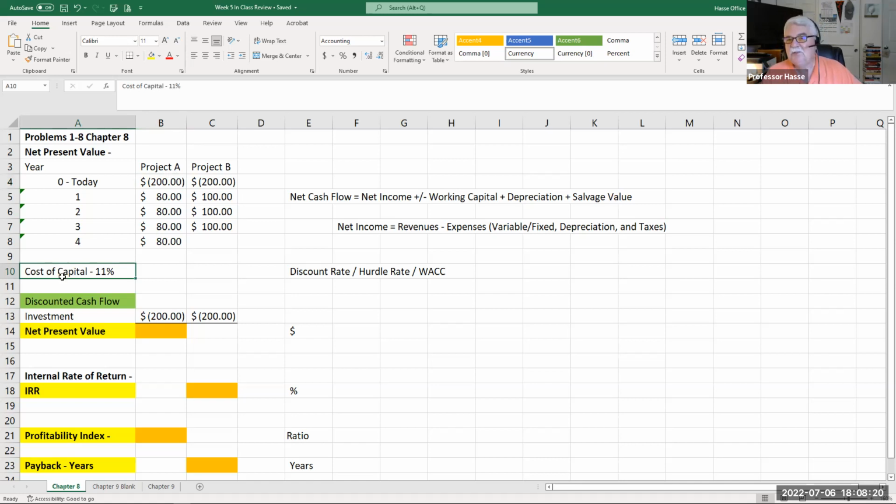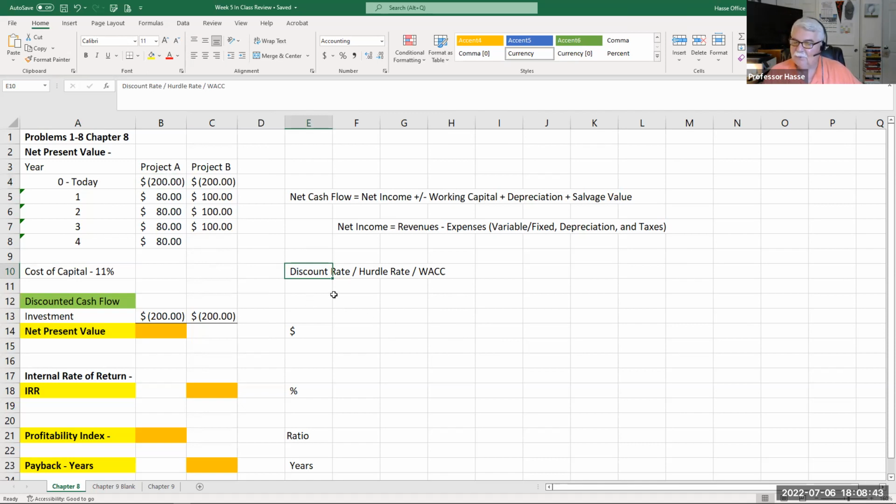But in this particular problem, it cost them 11% to get the 200 bucks. That's what is called the discount rate. It's also called the hurdle rate. It's also called the weighted average cost of capital. Different ways, means the same thing.